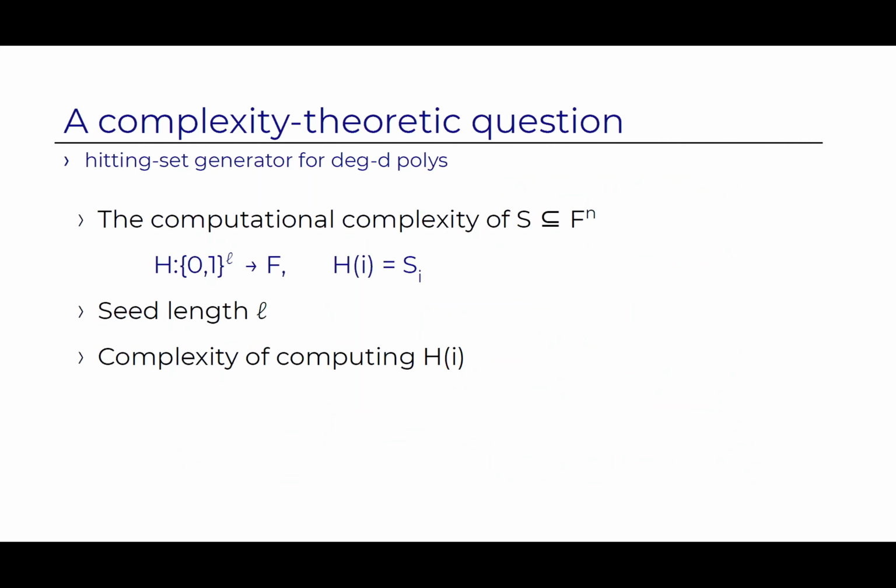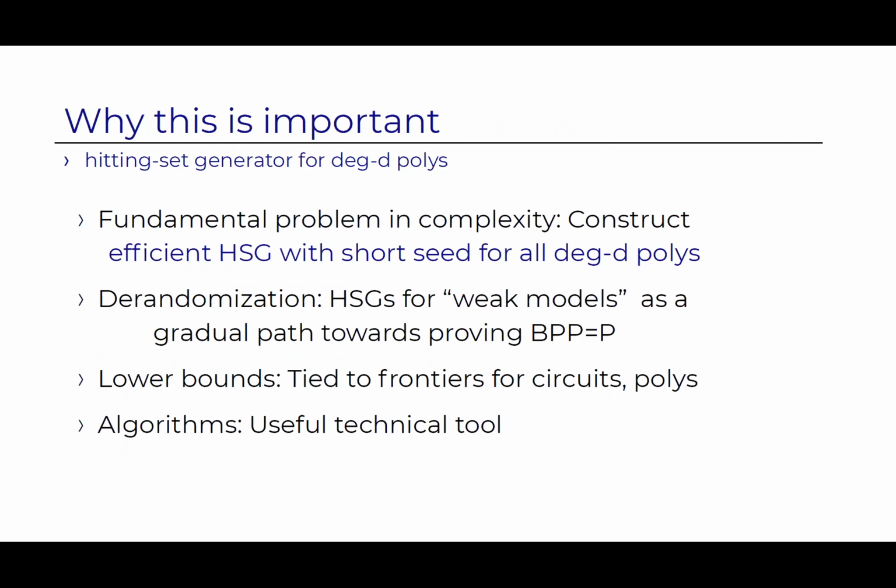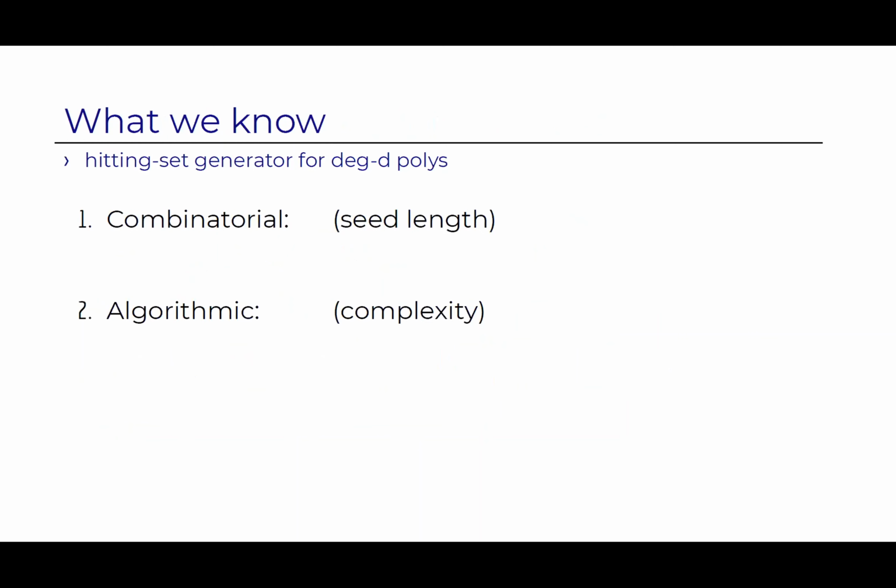And we care about this from a complexity theoretic perspective. So we get a seed of length L, and we want to generate the ith element, and we want to do it efficiently. And as has already been mentioned, in the general case, especially for small fields, this is a fundamental problem with implications in derandomization towards BPP equals P, in lower bounds for circuits and for polynomials, and it's an algorithmic tool, etc., etc. This is an important problem.